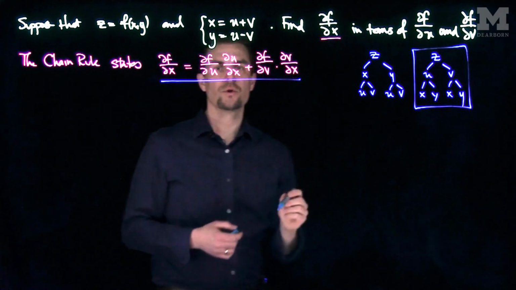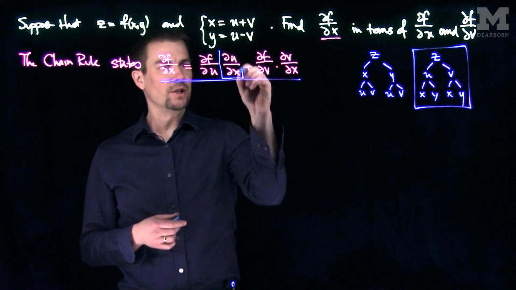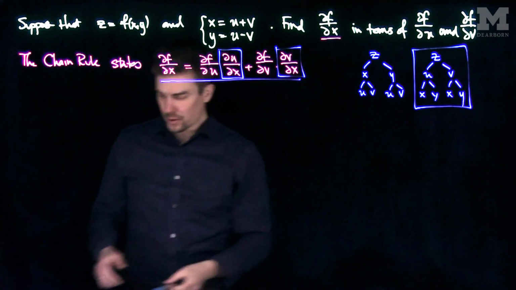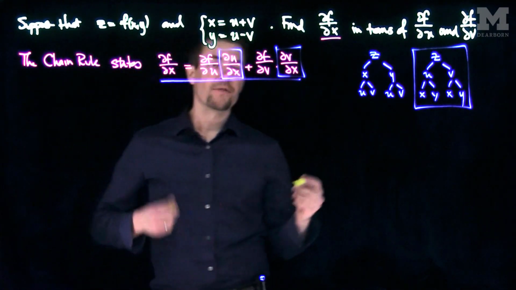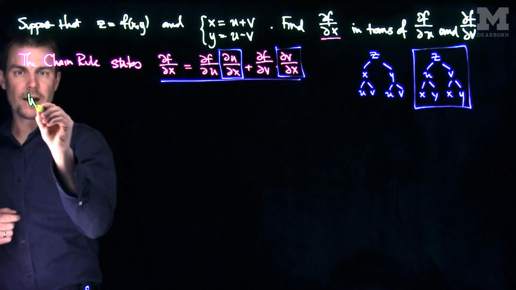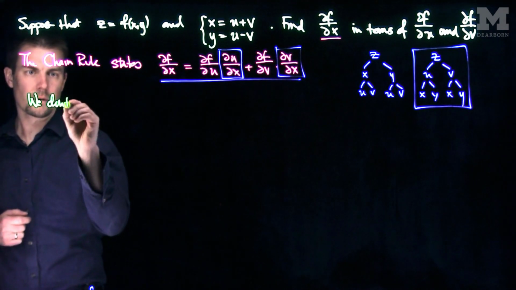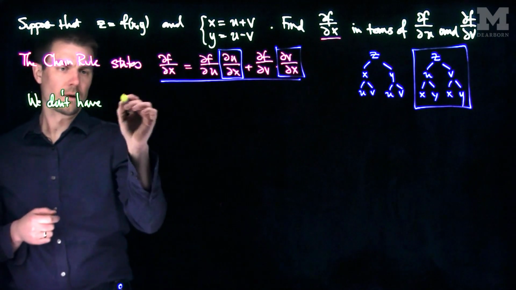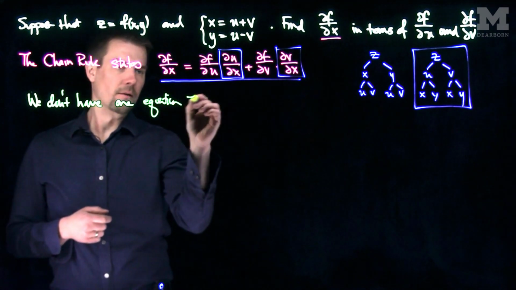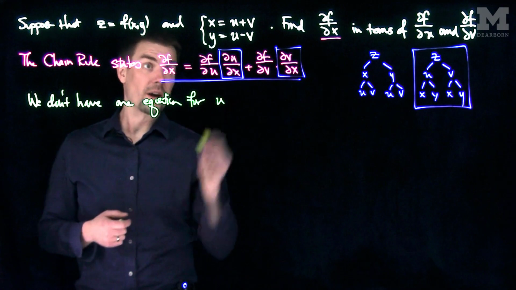So we need two quantities over here. We need du dx and dv dx. And that would be useful. We could find those easily if we had expressions for u and v. But as it stands, we don't have one equation for u. We have two.